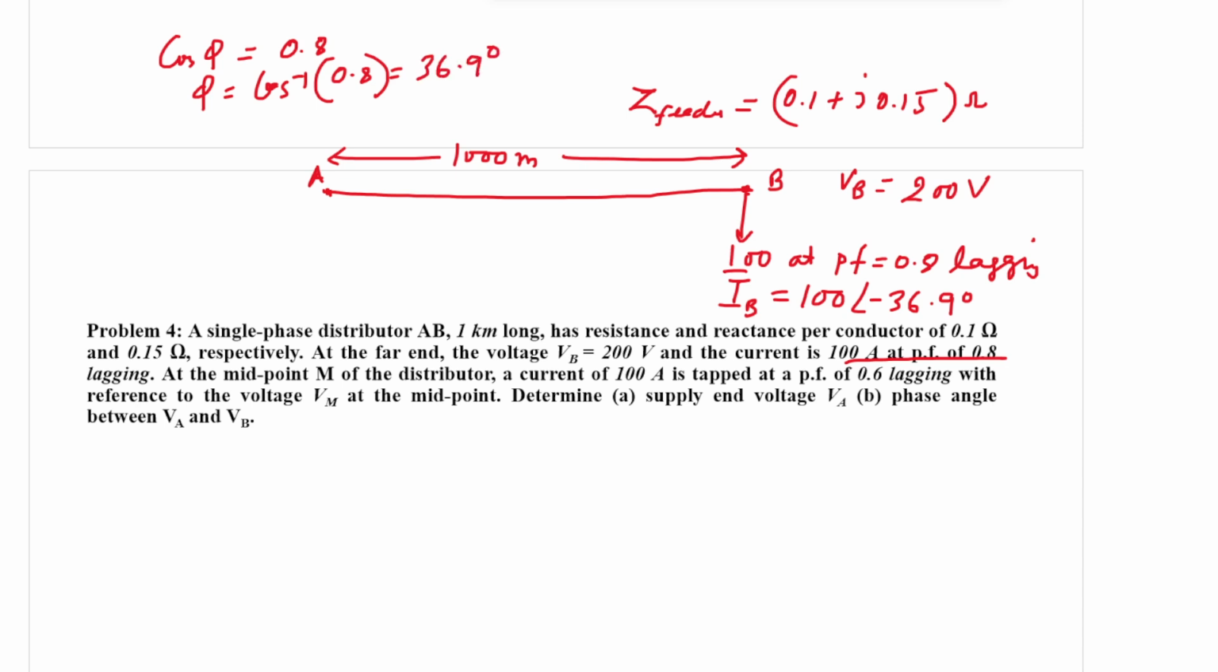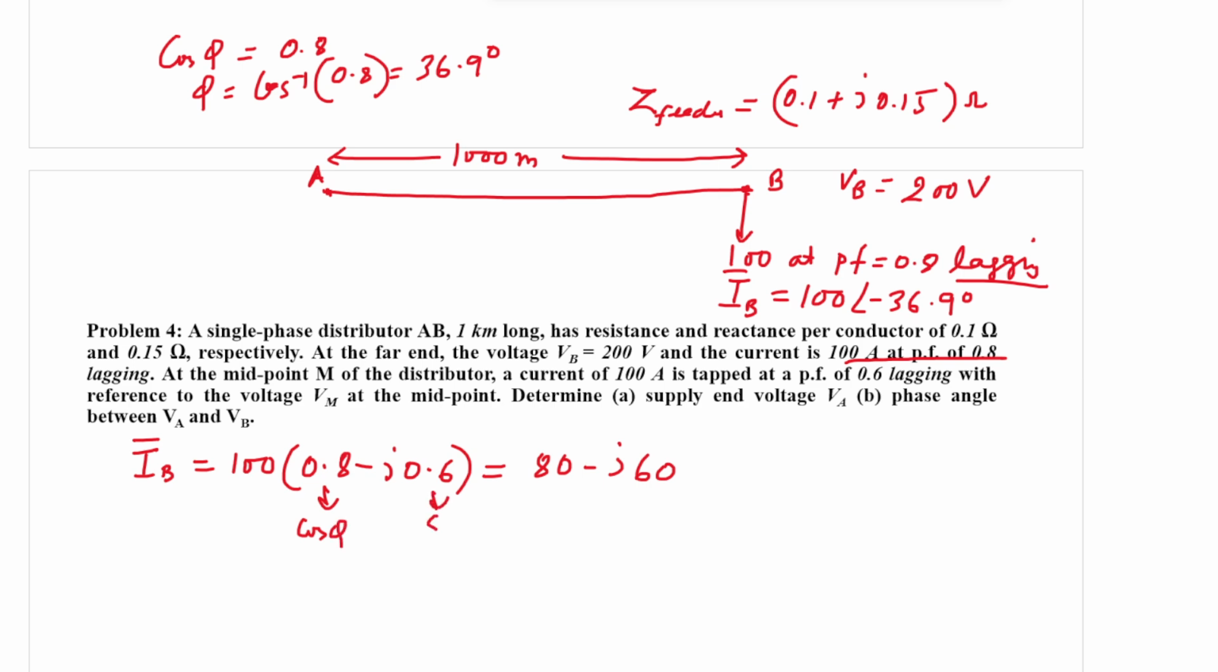Now why this negative sign? Because it is lagging. The negative sign is due to the lagging. Or in other words, you can say this IB is equal to 100 times (0.8 minus j0.6), which is equal to 80 minus j60 ampere. Now this is cos phi and this is sin phi. Cos phi is the power factor and sin phi is the square root of 1 minus cos square phi. And this minus is due to the lagging power factor.